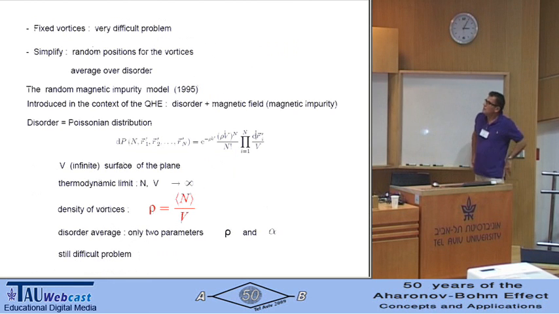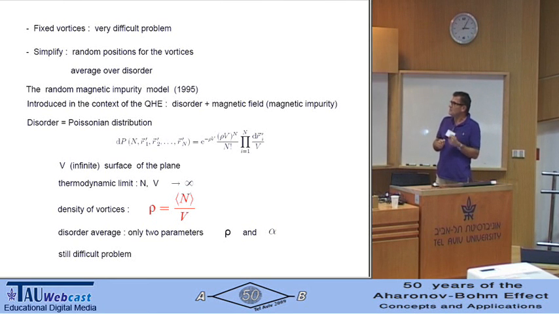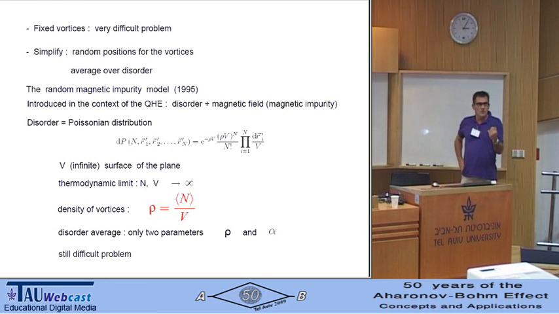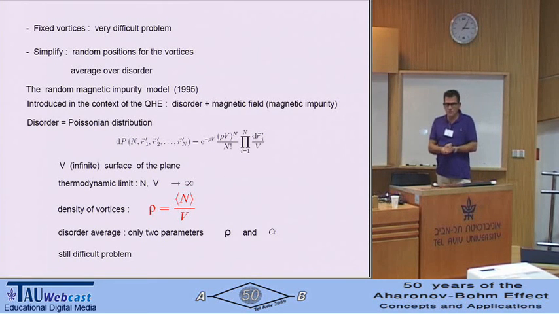Okay, so now, this is a very difficult problem, and we have, of course, to simplify it. So one way to simplify is to consider that the positions of the vortices are random, and we are going to average over the disorder. This is going to introduce a huge simplification. So this is indeed the random magnetic impurity model. Magnetic impurity means random Aharonov-Bohm vortices, which was introduced, as I said before, in the context of the quantum Hall effect, because we have indeed a disordered magnetic field in 2 dimensions. So this is, of course, relevant for the quantum Hall effect.